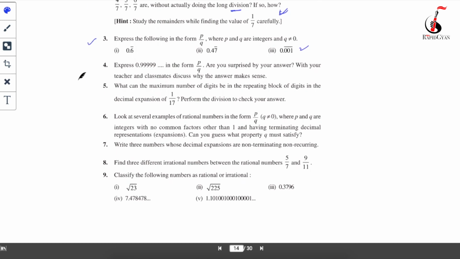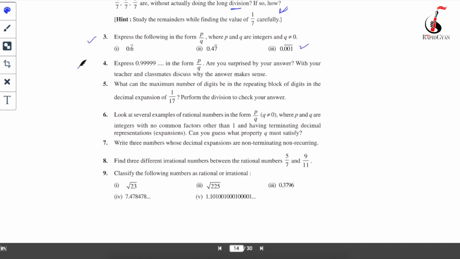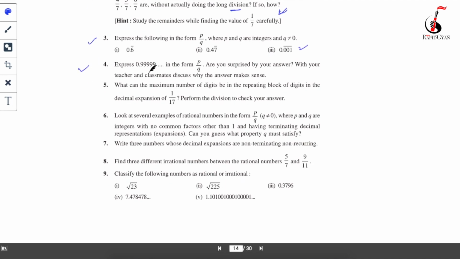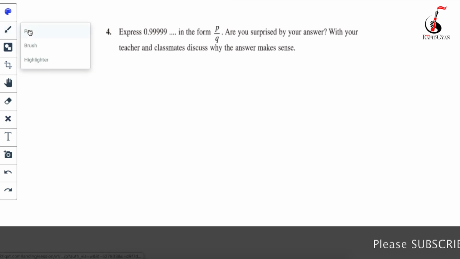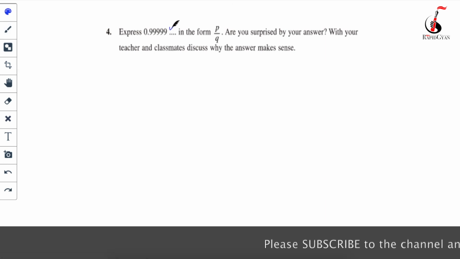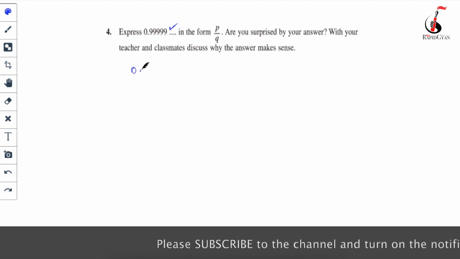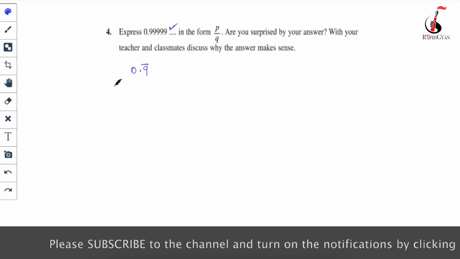Next question is this one. Express 0.9999 in the form of p by q. Are you surprised by your answer? With your teacher and classmates, discuss why the answer makes sense. Okay, let's solve this question. So here is your question. Again you will have to express this. This is nothing but your 0.9 bar, correct? So again we have just solved this.